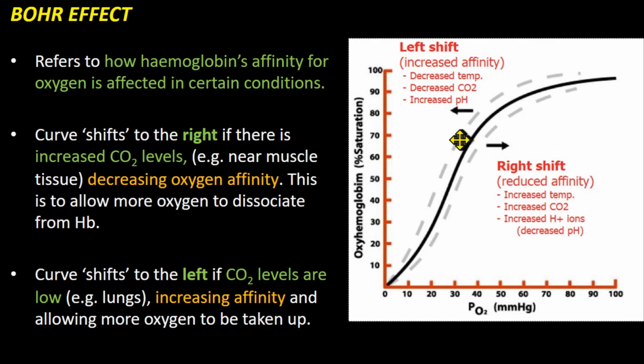If the curve shifts to the left, for example, this would be when carbon dioxide levels are low, for example in the lungs. This would increase the affinity for oxygen and allow more oxygen to be taken up and for less of it to be dissociated.